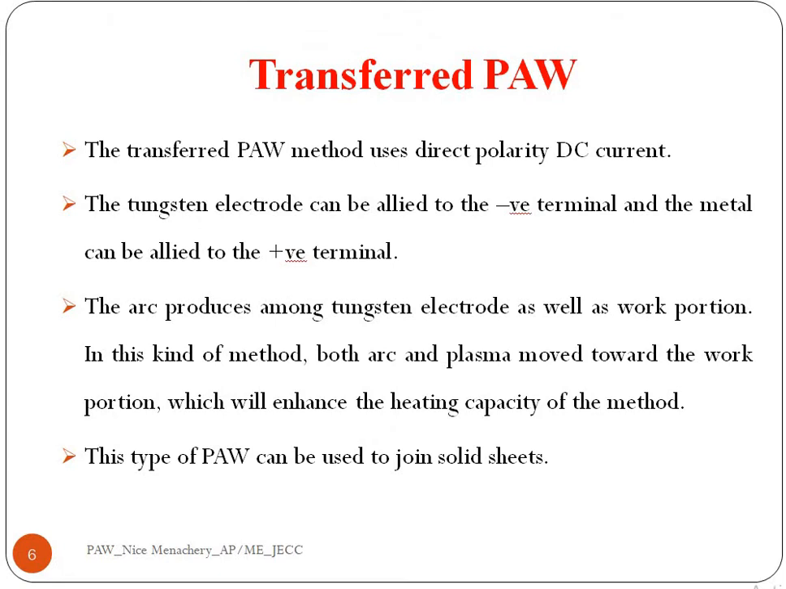For the explanatory part, the transferred plasma arc weld uses direct polarity, that is DC current. The tungsten electrode is connected to the negative terminal and the metal, that is the workpiece, is connected to the positive terminal. The arc is produced between the tungsten electrode and the work portion.